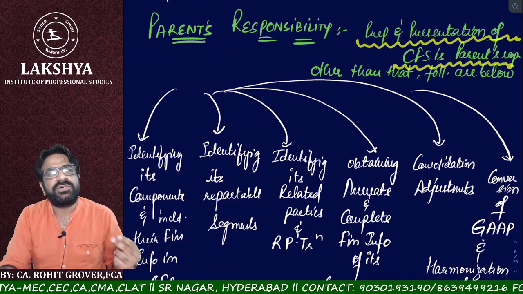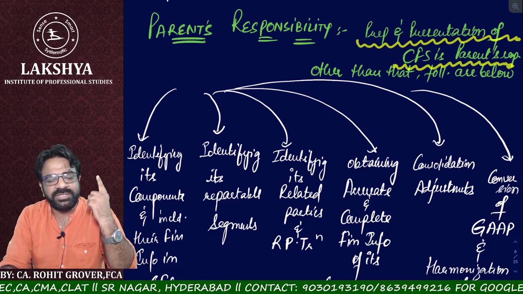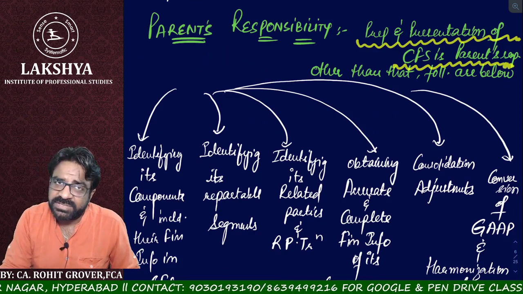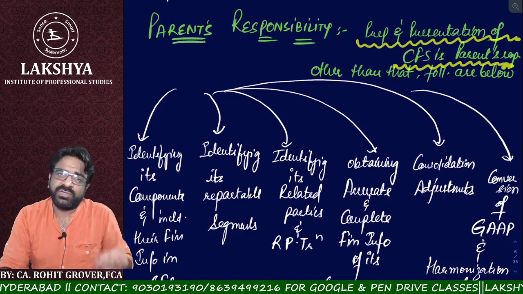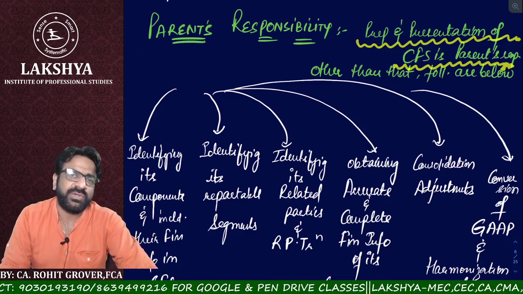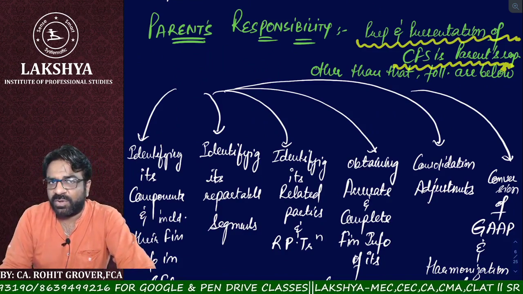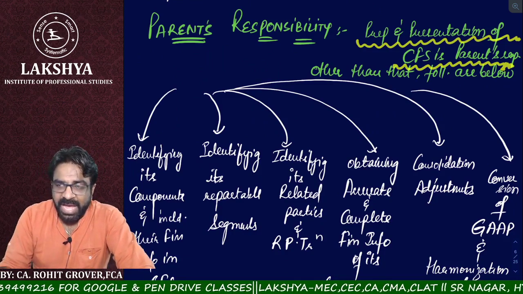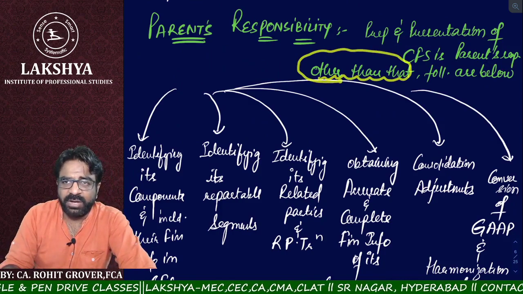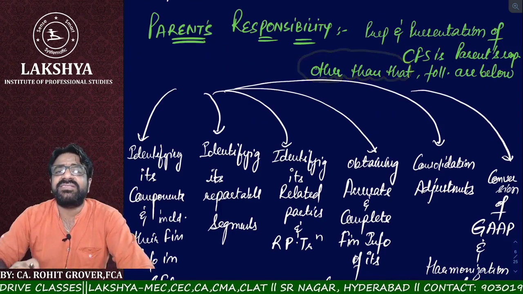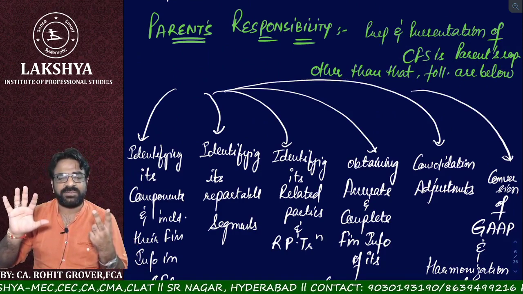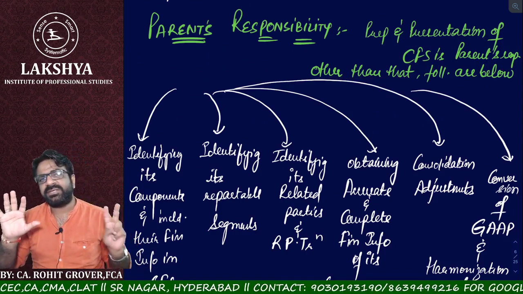Where we have understood Section 129 subsection 3, the very first topic. Section 129 subsection 3 says that the parent has to make its own financial statements, as well as it is primarily responsible for the consolidated financial statements of its components. Other than that, what are the other 6 responsibilities? So basically there are a total of 7 responsibilities.